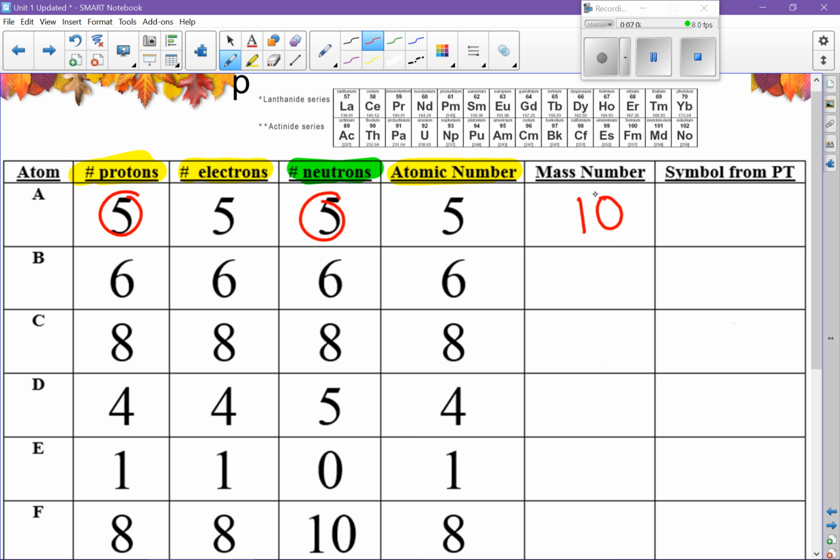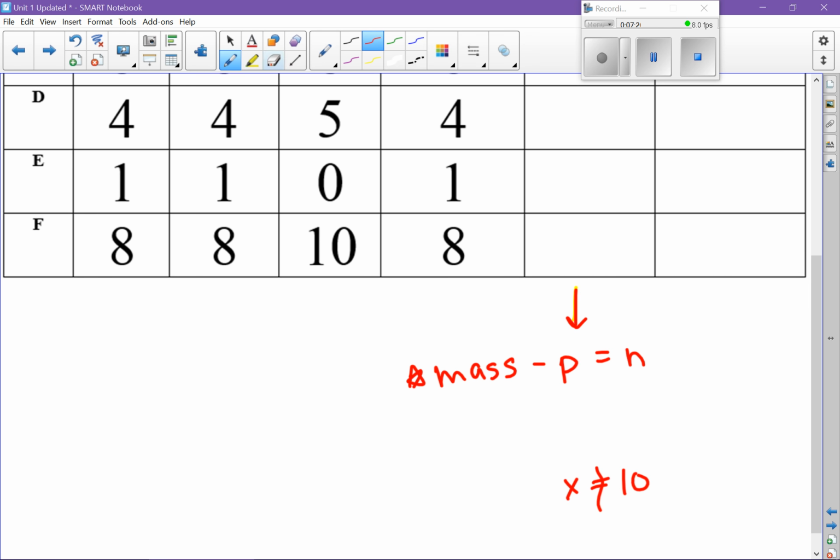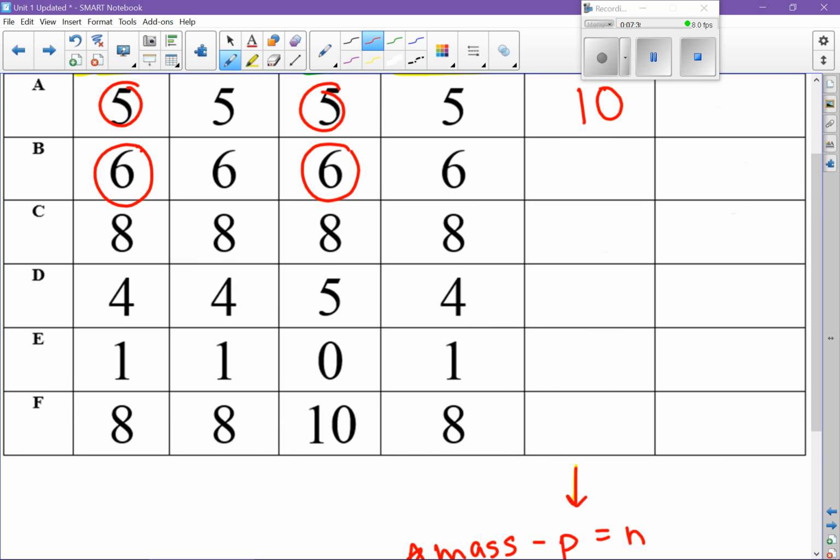Alright, if you got that, go ahead and figure out the rest of the masses. If that was a little tricky, I'm going to do some more examples. If I look at atom B, I need the proton number and the neutron number. So it had 6 protons and 6 neutrons. I am looking for the mass number, so that's where I put the X. 6 protons, 6 neutrons, draw your river and solve. The mass number of this atom is 12.